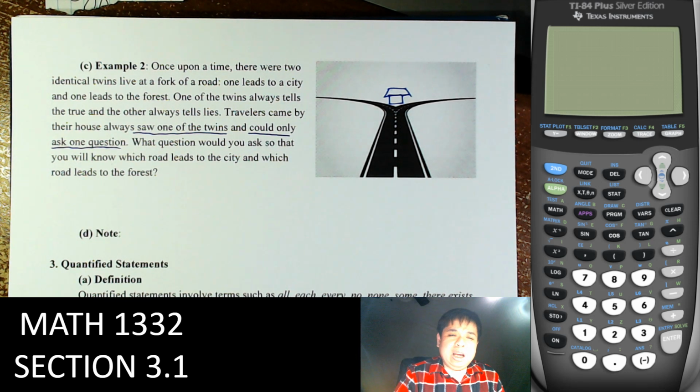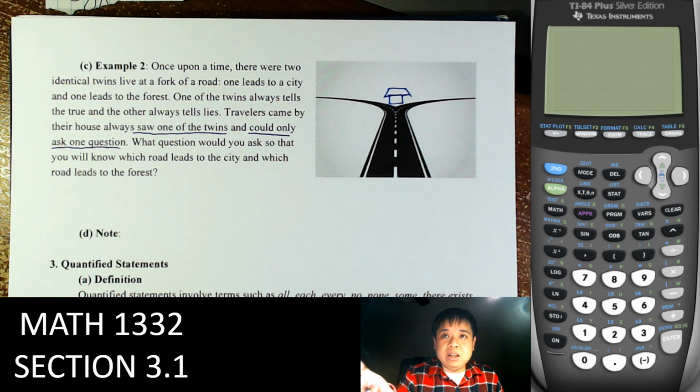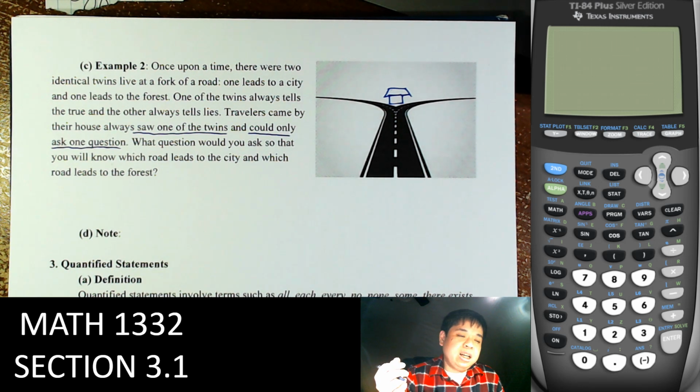So if we had more than one question, the first question could be to verify if they are truthful or not. We could ask something obvious, and the answer can indicate whether it is true or false. For example, we say, "Is that your house?" And if the answer is yes, that means they tell the truth. If they say no, they tell lies. Something like that. But we can only ask one question. So what would you ask in that case?